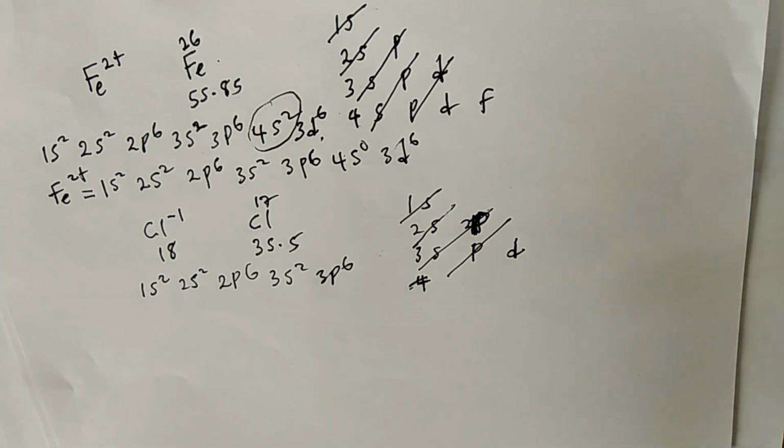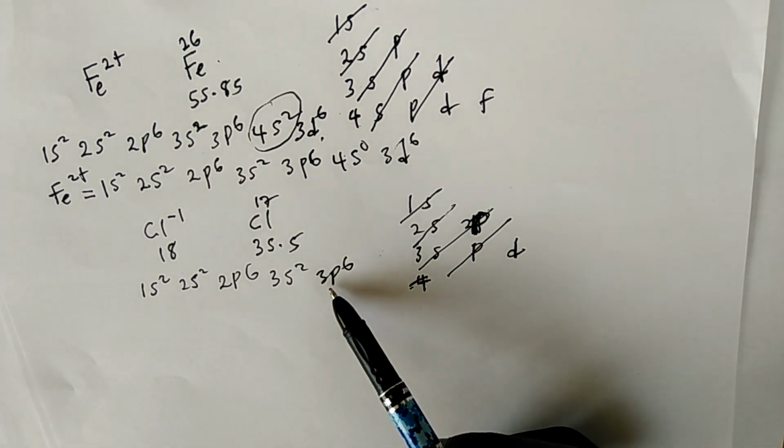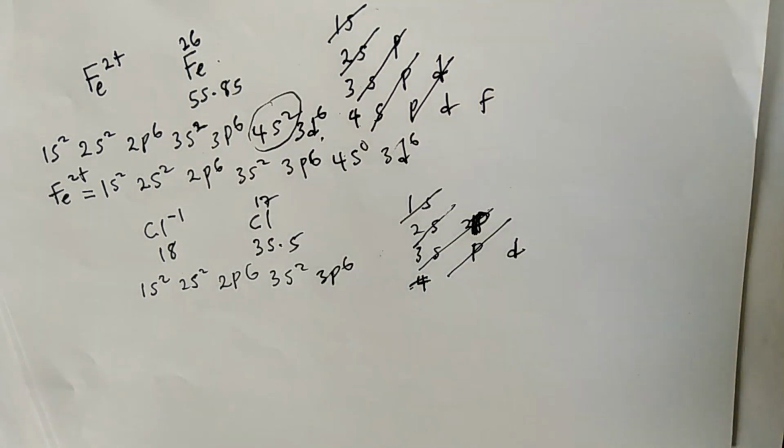Now you can go ahead to write down the electronic configuration of chlorine, which you end up getting 3p5. When you add 1, it will be 3p6. That's because chlorine is not a transition metal, so it doesn't have that effect.